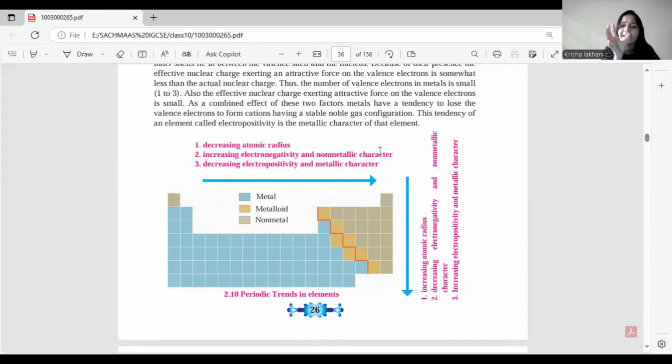What do you mean by non-metallic character? The character of non-metals keeps increasing. So where will it increase? Here, there are more non-metals. So that is why when you go left to right, the non-metallic characteristic will increase. Can you see it increase? Yes. So electronegativity will also increase. The tendency to take electrons is what electronegativity is.